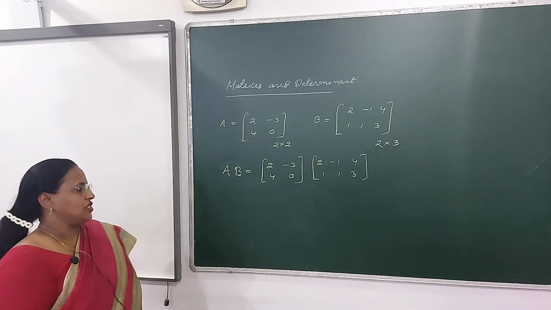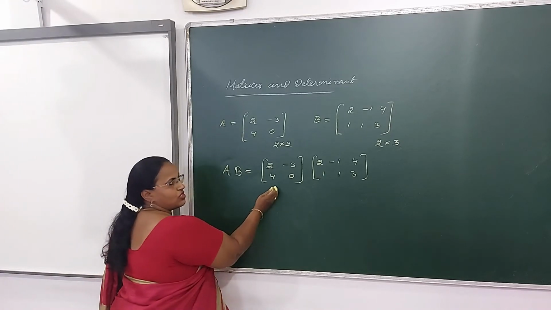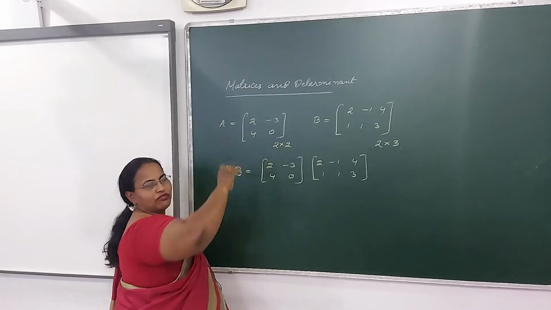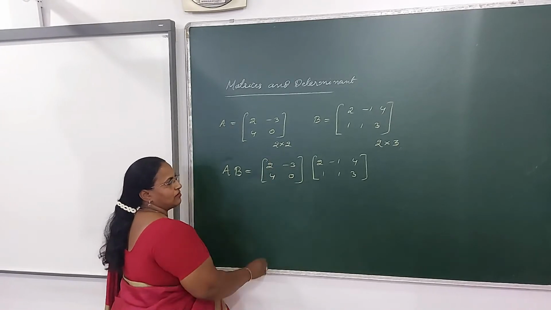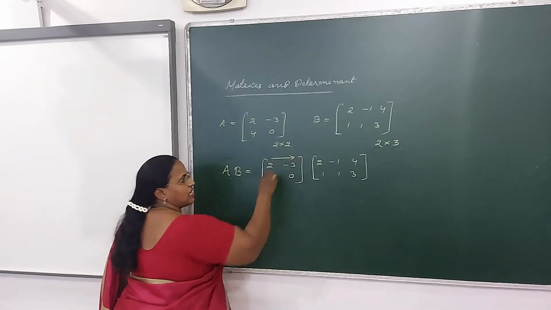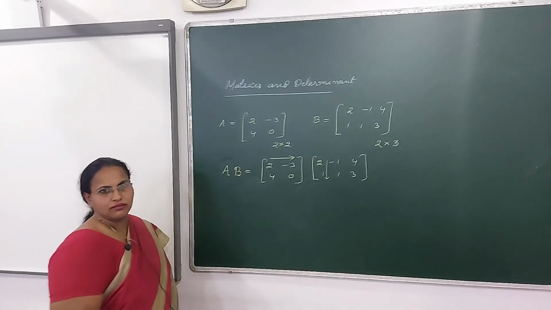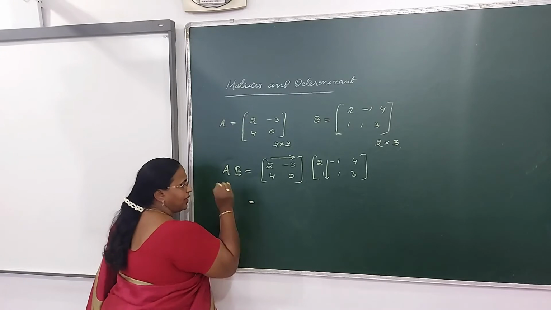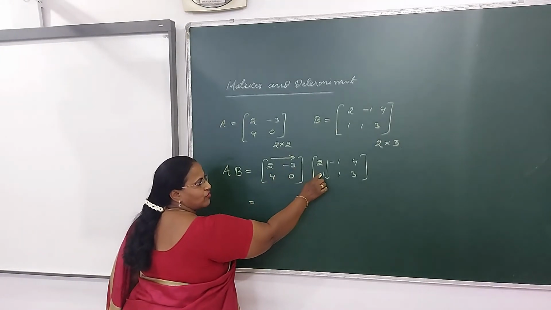Now see the procedure. It's very easy. Row first will be multiplied to the column of the second. So we'll start with the first row, first column. Let us place an arrow sign so that it will be easy for you to understand. Now see how to do it. We are going to multiply the first row with first column.